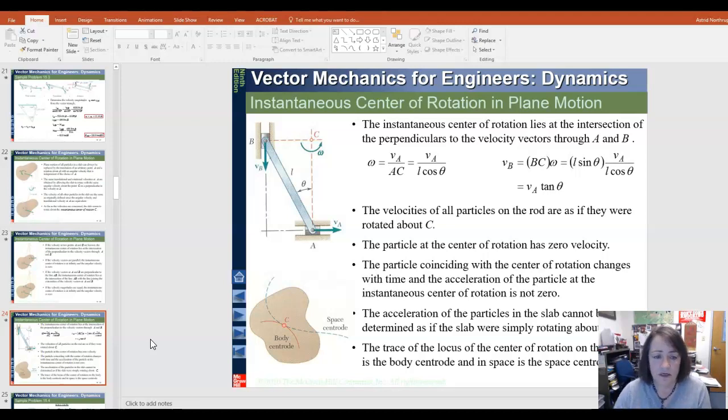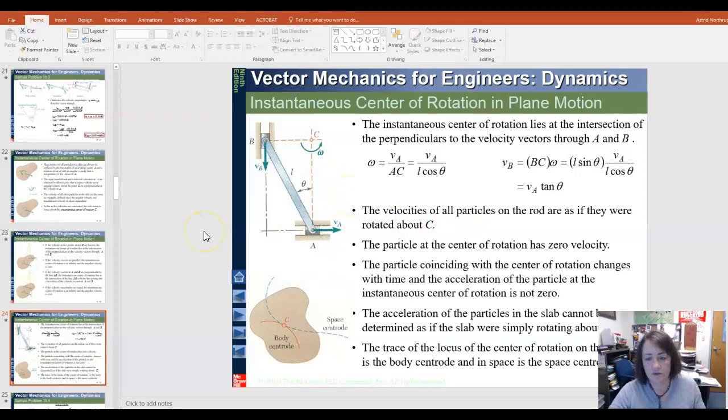But here, if we have a velocity of B and a velocity of A, we draw a perpendicular to the velocity of B, we draw a perpendicular to the velocity of A, and that point is the instantaneous center of rotation. So what you can see here is omega is equal to VA, which is that velocity, over that perpendicular distance, AC, which is L times the cosine of theta. And then once we find that information, we can also find the velocity of B. So that's a lot quicker than the technique that we used before.